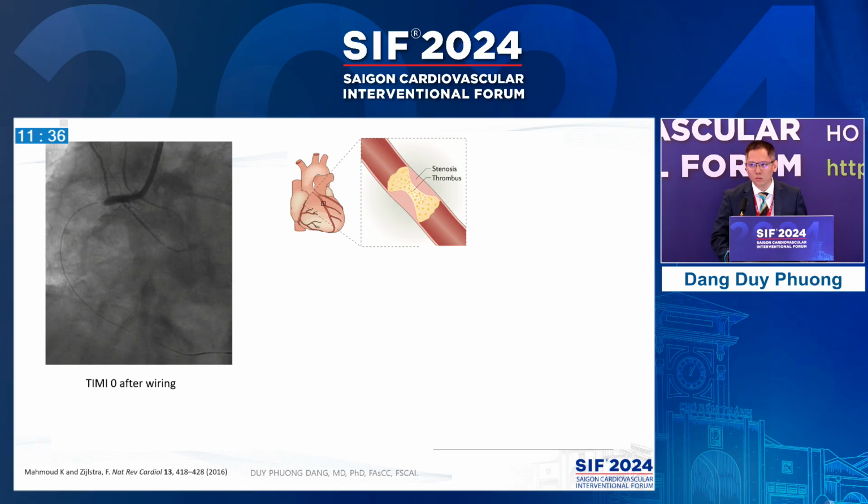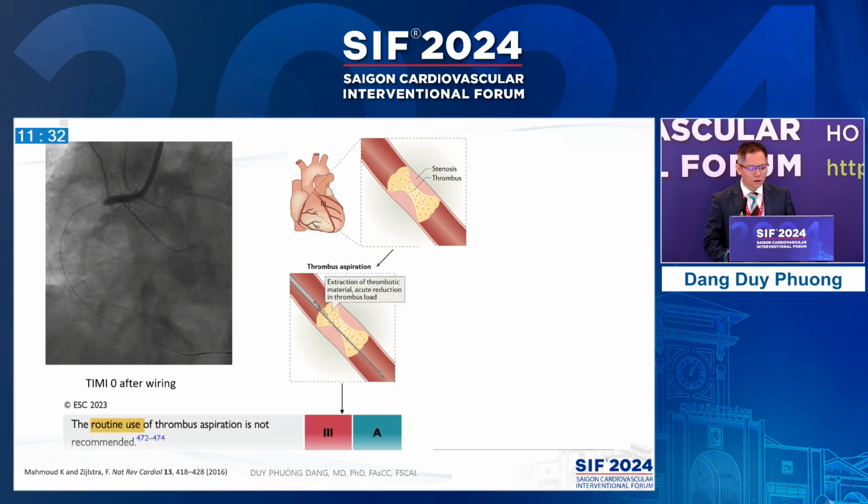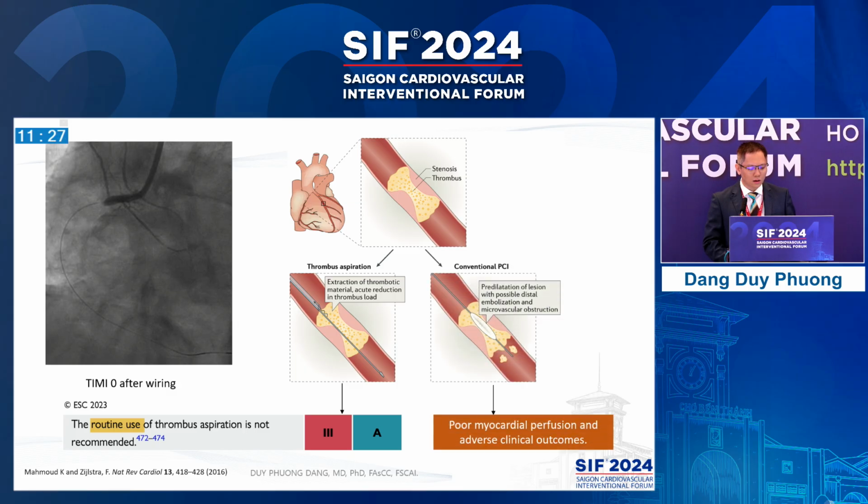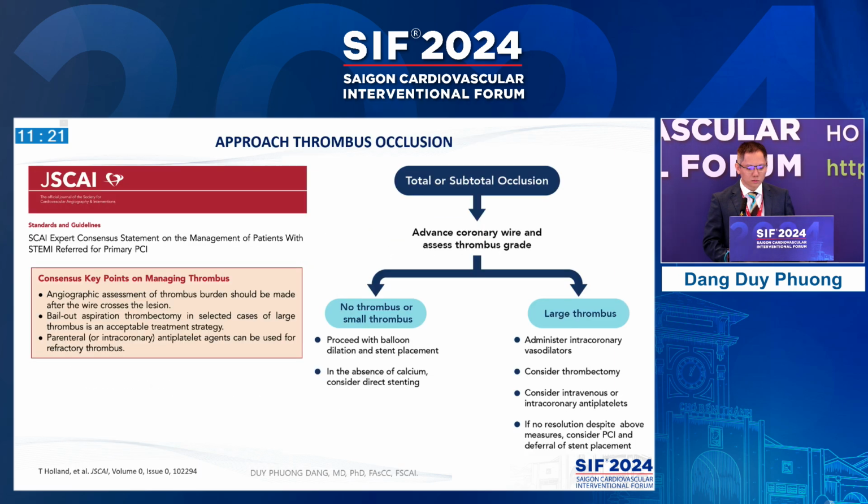But the strategy for managing large thrombus burden, when we cross with TIMI flow 0: do we routinely use thrombus aspiration, or do we use balloon redilatation? What should we do now?